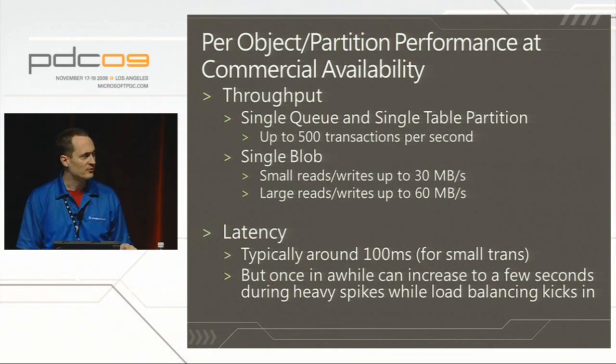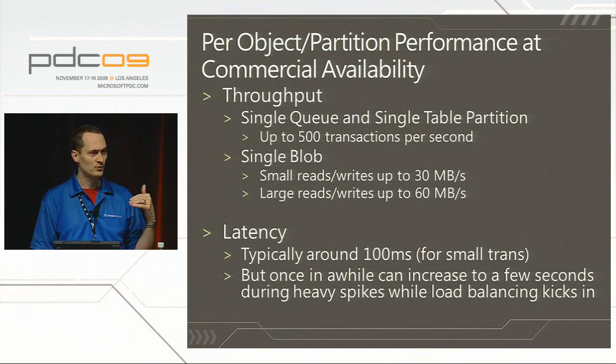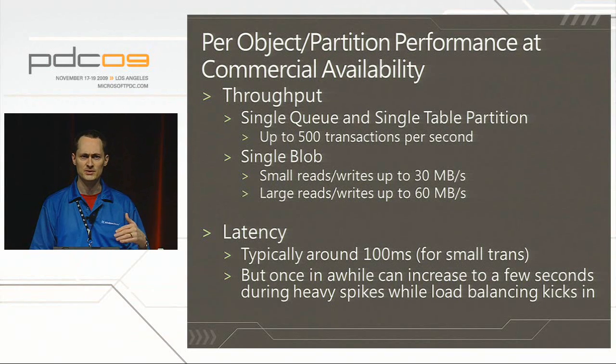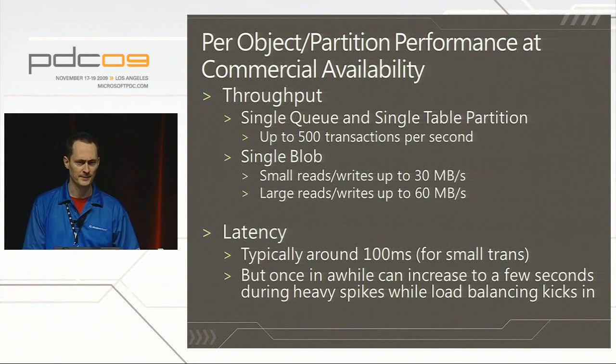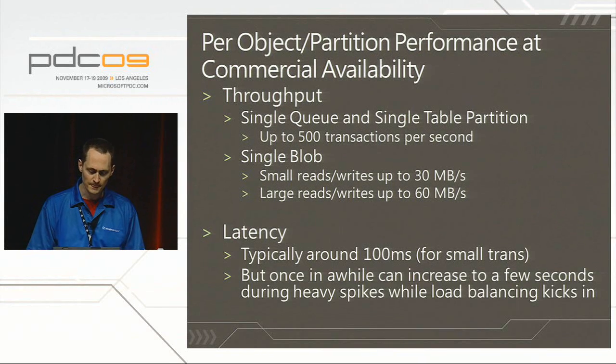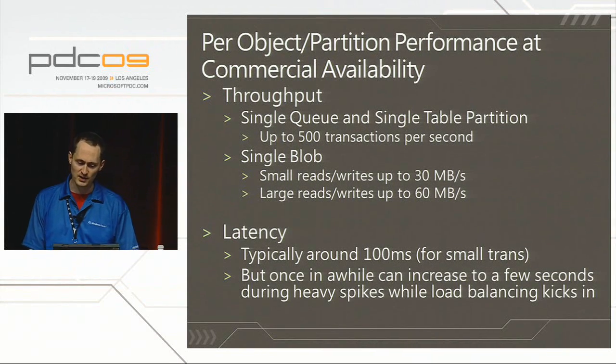And then for blobs, we're targeting, for small reads and writes, around 30 megabytes per second, and for large reads and writes, around 60 megabytes per second. So I want to give you an idea here of the targets we're shooting for commercial availability for these partition boundaries. Now, another thing to briefly talk about is the latency.